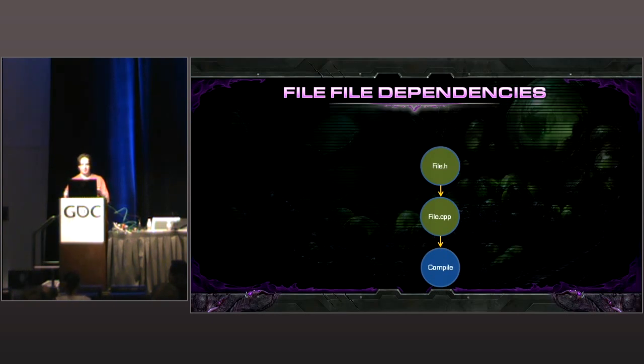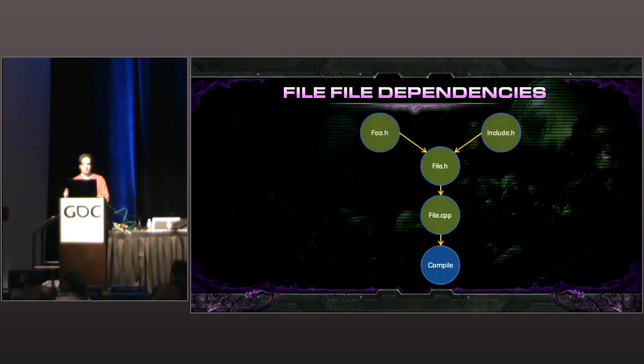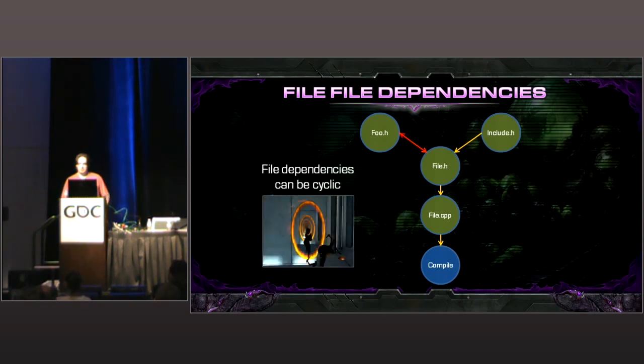So the system takes file.cpp, calls our closure function, and in this case returns file.h. This process is recursive, in which case we inspect file.h to find out about 2 more header files, and the process continues. So both foo and include here will need to be inspected. It's worth noting that cyclic file dependencies are fine. It's cyclic task dependencies that we need to prevent.